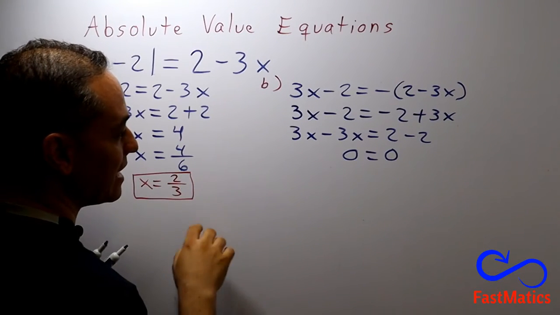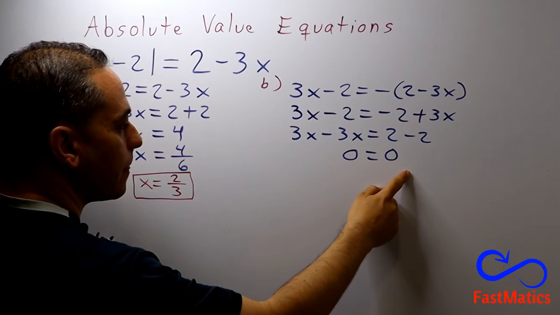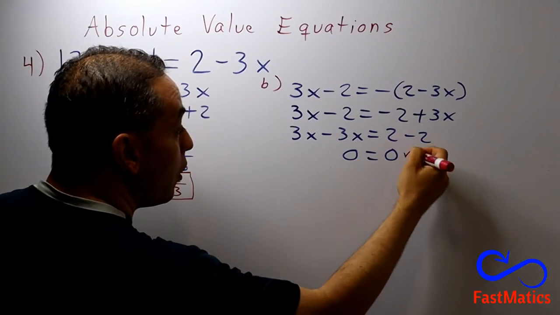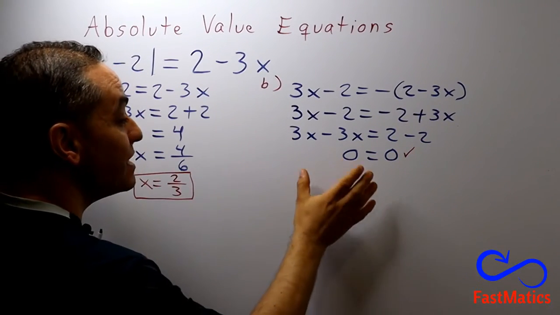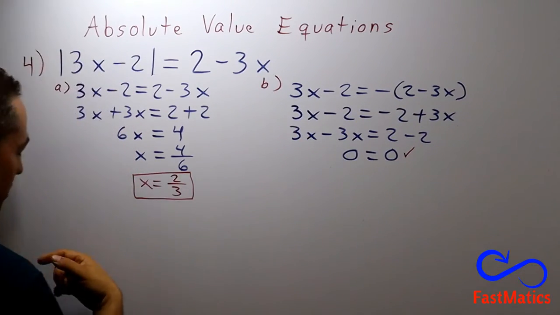We see that when you have 0 is equal to 0, it is true. So all numbers for this case will be the answer. But what's this case? We are going to explain.